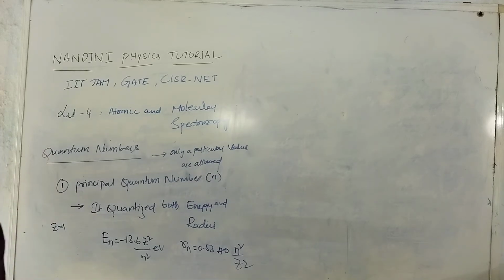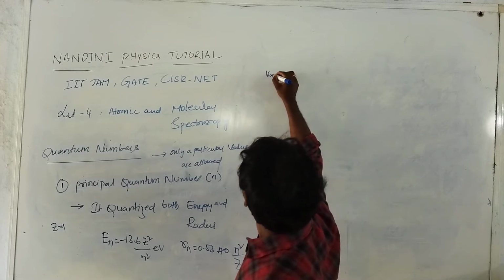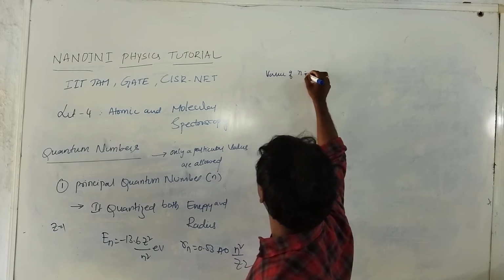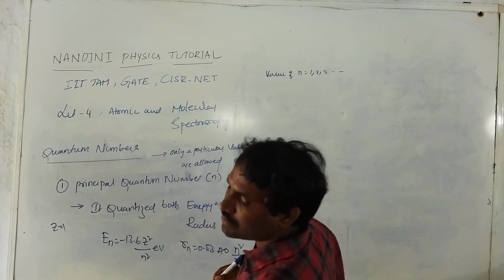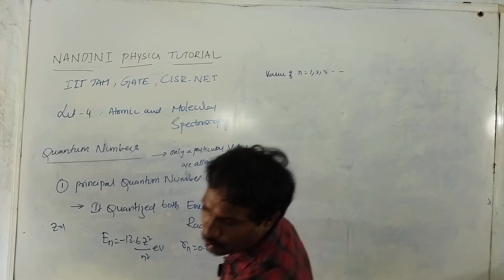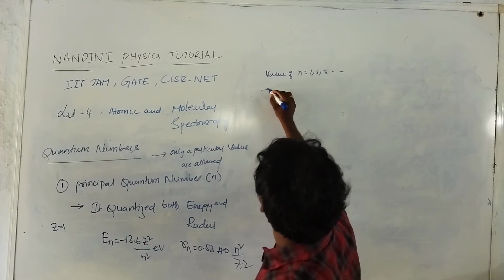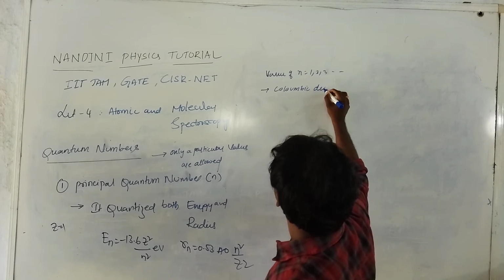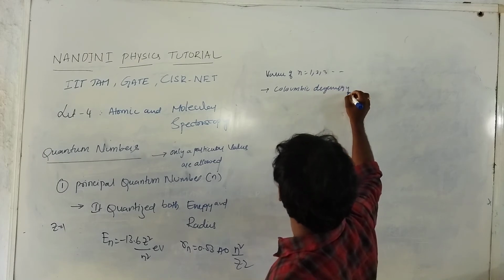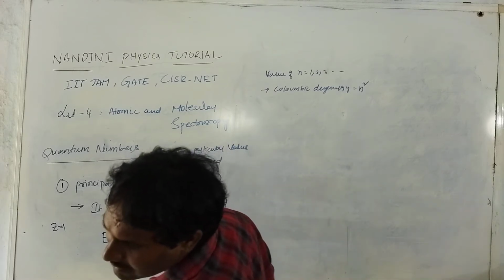And the value of n starts from 1, 2, 3 and so on. And what is the Coulombic degeneracy? The Coulombic degeneracy is n square.